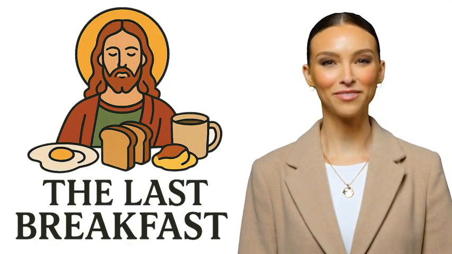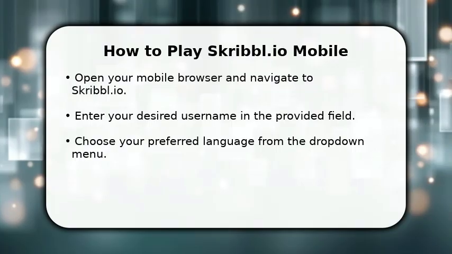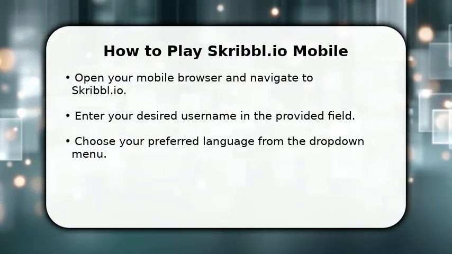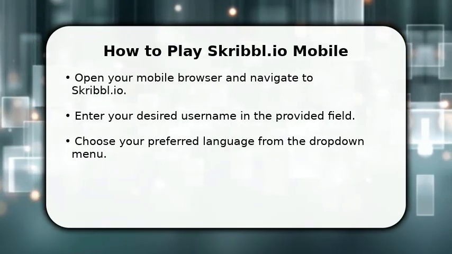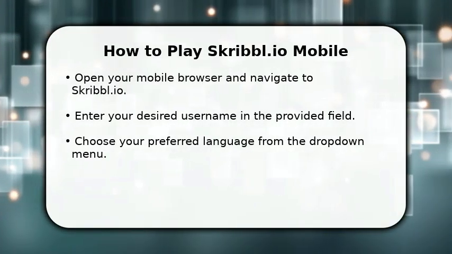Please enjoy the video. In this video, I will explain how to play Scribble.io on mobile. First, open your mobile device's web browser, such as Chrome or Safari, and type Scribble.io into the address bar.